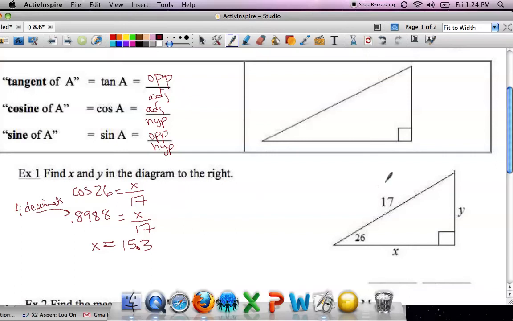If we want to find y by using trigonometry, we could use the Pythagorean theorem to find y, or we could set up a relationship between the opposite and the hypotenuse, and that would be a sine relationship. The sine of 26 degrees equals y over 17. The sine of 26 degrees on the table is 0.4384, so 0.4384 equals y over 17. Multiplying both sides by 17, you get y is approximately 7.45.